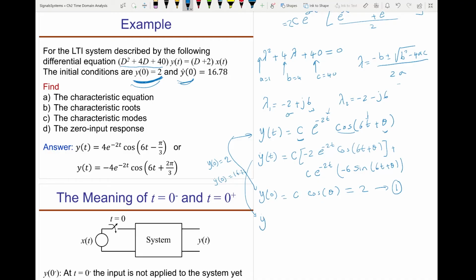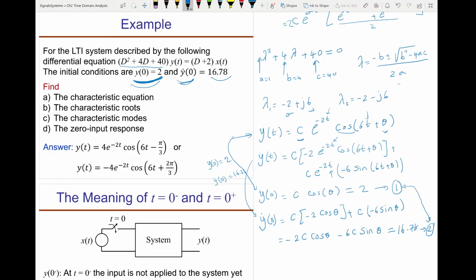So then y prime of 0 equals, plug for t equals 0, this will be C times minus 2 cosine theta plus, plug for t equals 0, that will be C times minus 6 sine theta. So that is minus 2 C cosine theta minus 6 C sine theta, and this equals 16.78. And that's equation 2. Alright, now we need to solve these two equations to find C and theta.